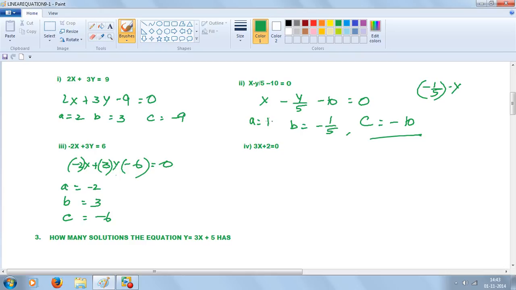What about the other problem? In the second problem, for x we have taken 1, 1 multiplied by x, including the sign. The fourth problem we will take is 3x plus 2 is equal to 0. In this, y is not there. So a is equal to 3, b is not there, so b is equal to 0, and c is equal to 2.